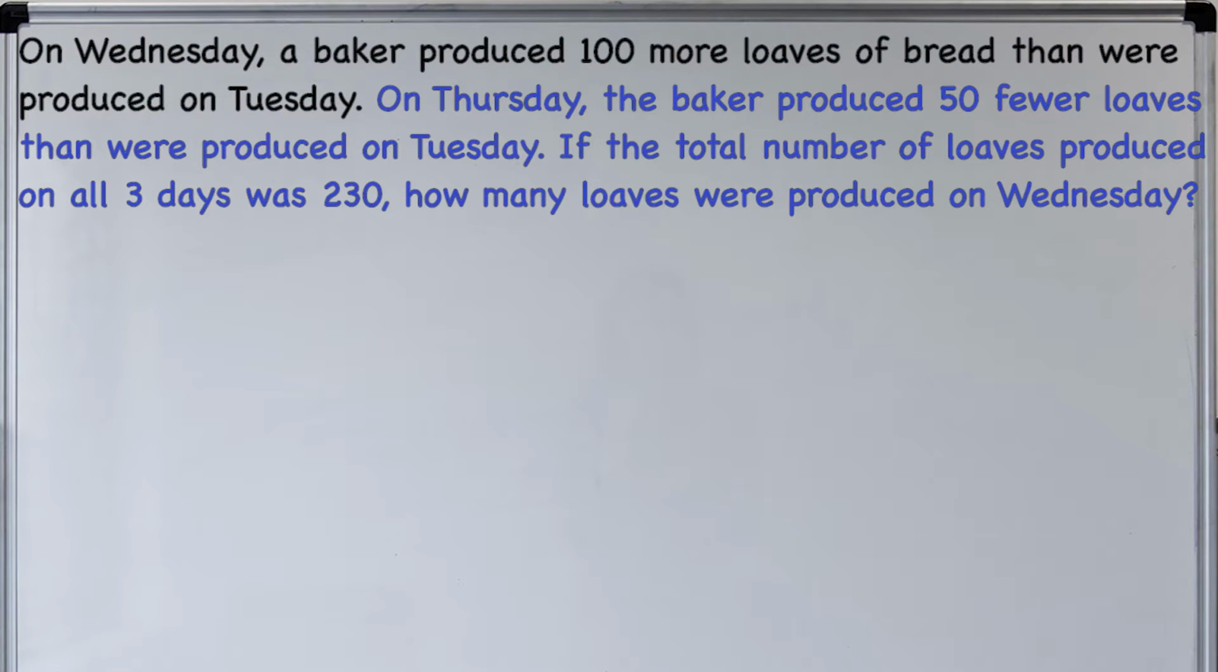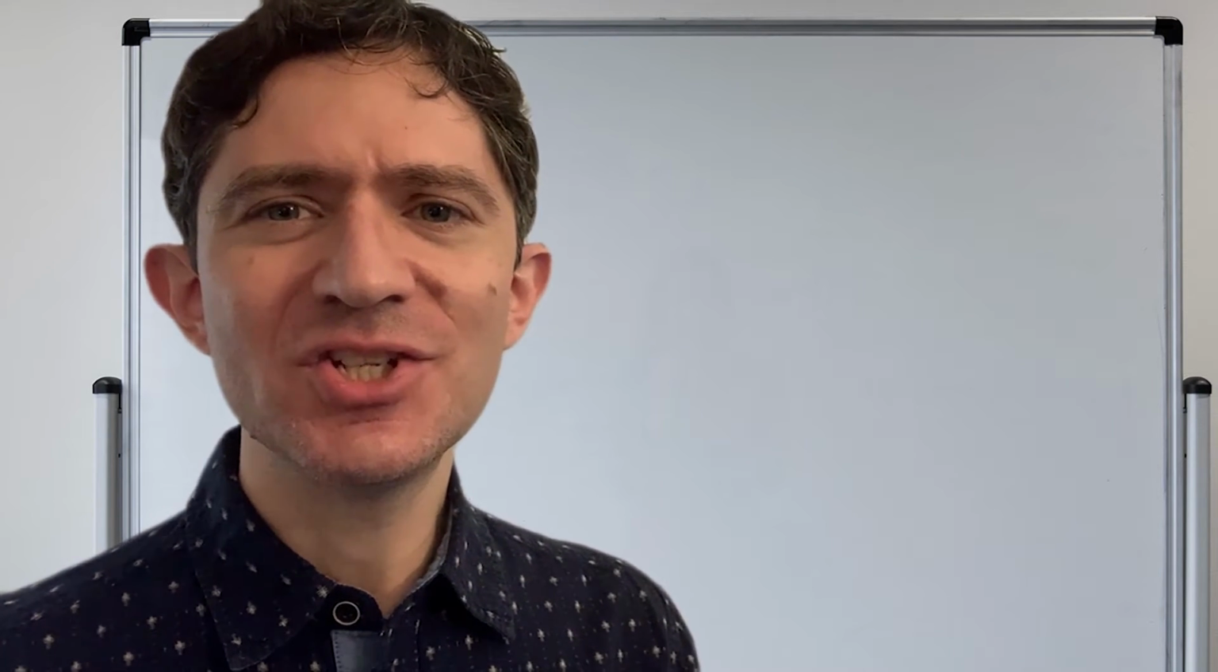On Wednesday, a baker produced 100 more loaves of bread than were produced on Tuesday. So the first question we have to ask ourselves is, what is our variable going to be? And oftentimes students say X. I do not like using X as a variable because X is kind of a shady character. You don't really know what X is, and it's really easy to forget what X stands for. So I like to choose a variable that obviously stands for the thing that it stands for.